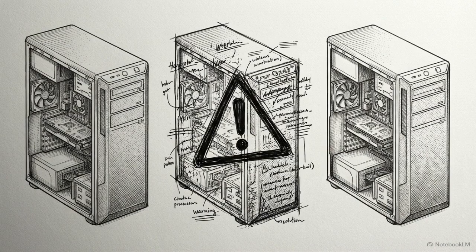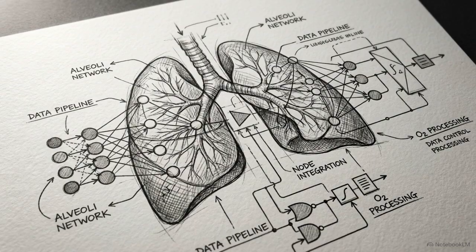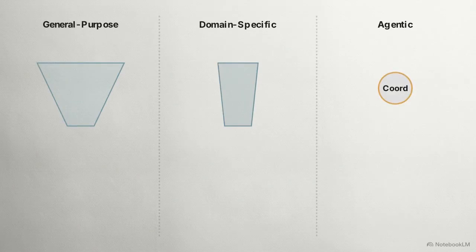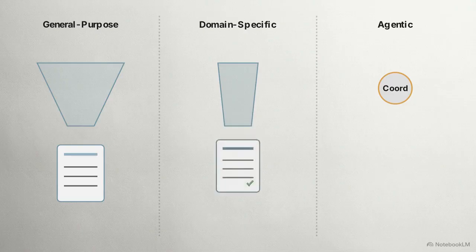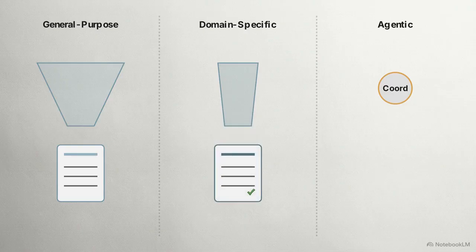Assuming all large models possess the same reasoning capabilities is a risk in clinical environments. In radiology, the specific architecture of a model dictates its diagnostic utility. 3 architectures are tested for radiograph interpretation. General-purpose models learn from broad internet data. Domain-specific models train exclusively on medical images. Agentic models operate as coordinators, delegating tasks to subtools.